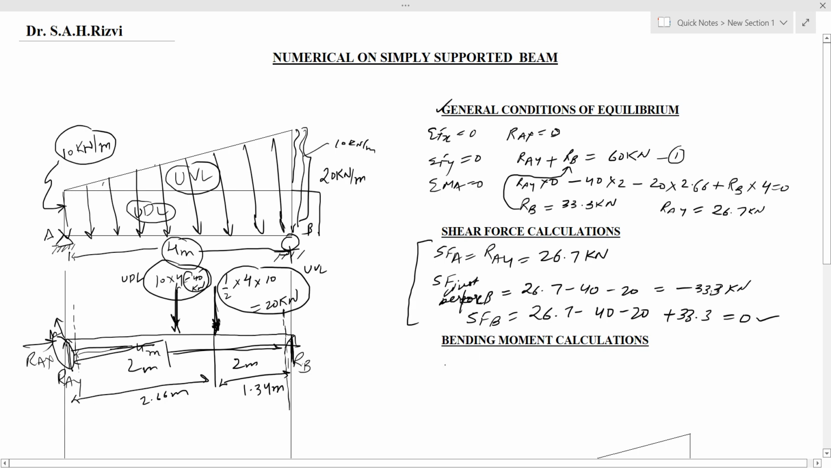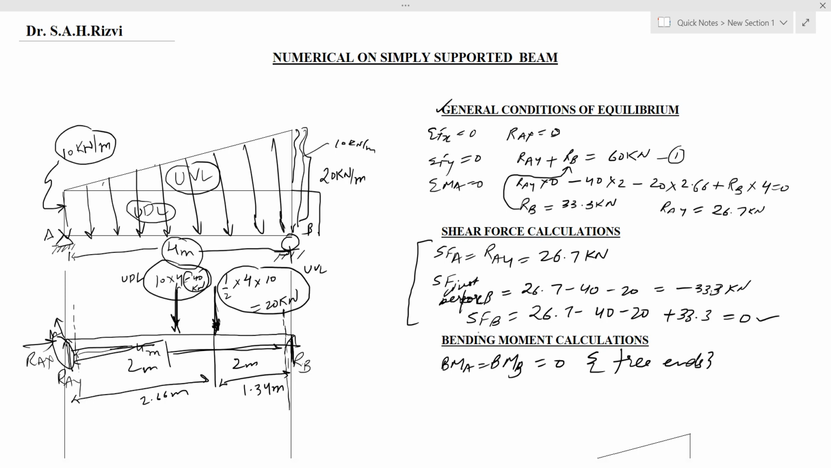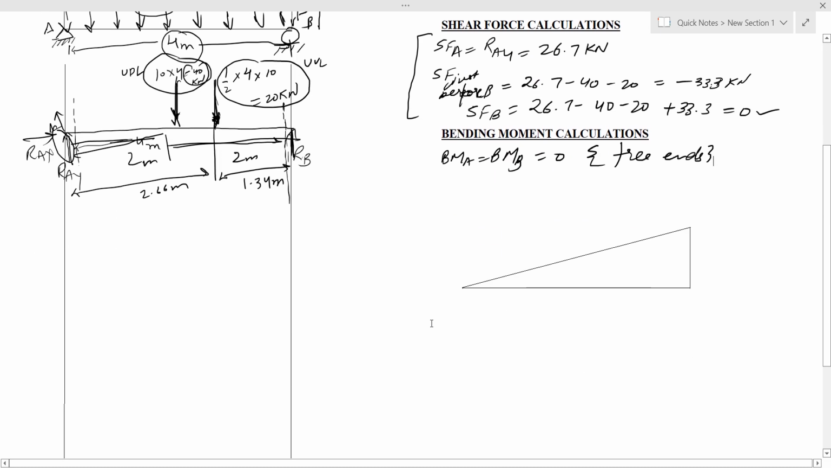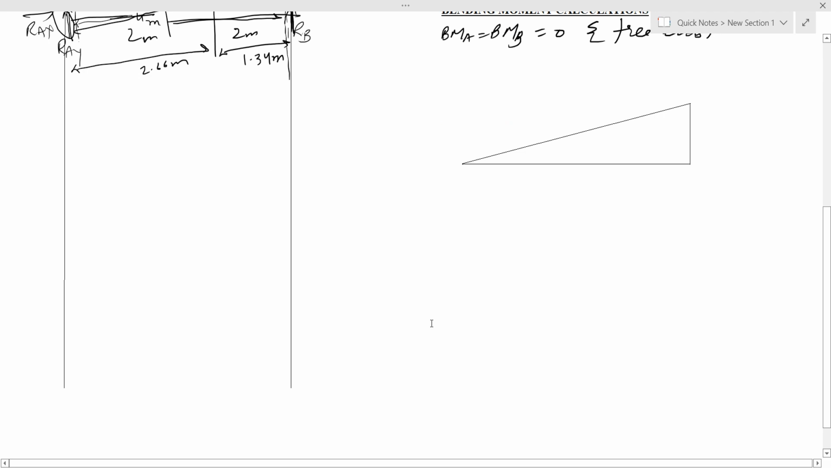Now the bending moment at point A and at point B will both be equal to 0 because both are free ends. This does not mean that our curve will be flat or have no value; it will have some value which we will find in our question. Now we will plot these values on the shear force and bending moment diagram.